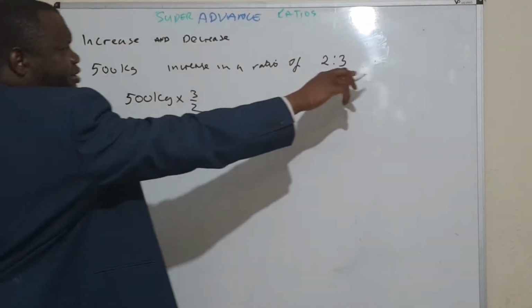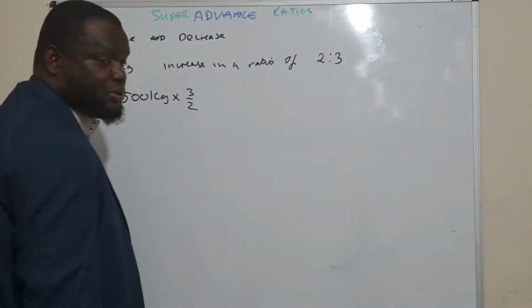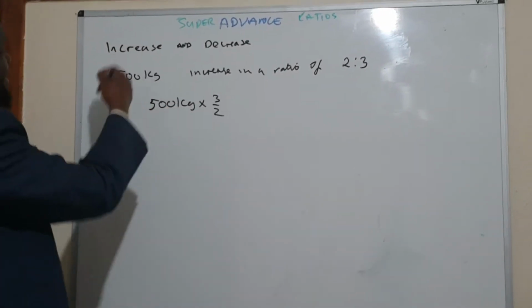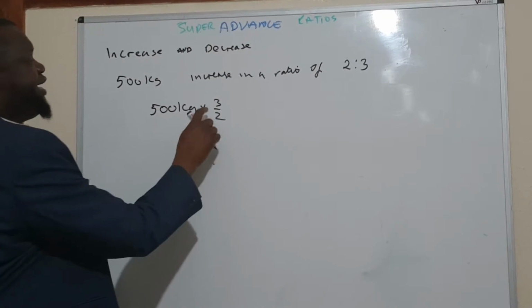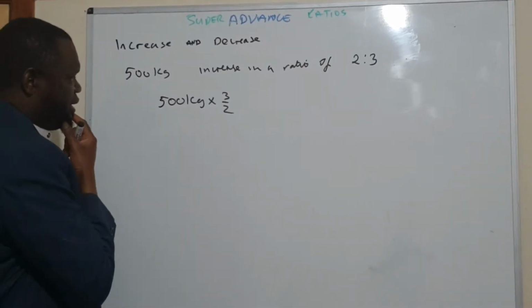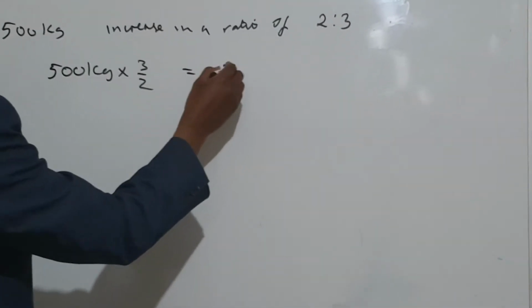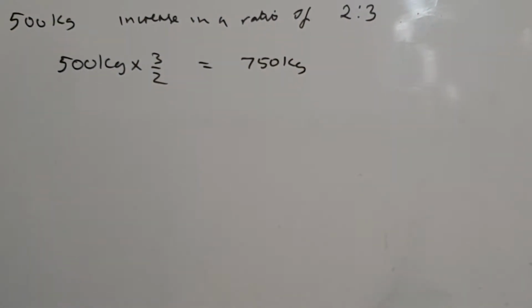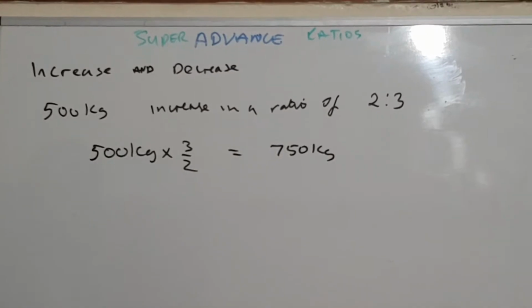Not by the total ratio. If you know the total ratio, it's not increasing it. But you are increasing this in that ratio. So the 3 should go up, the 2 should come down, isn't it? That will equal 750 kilogram. It's the easiest thing to do.